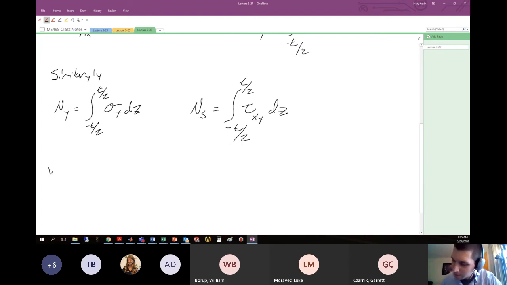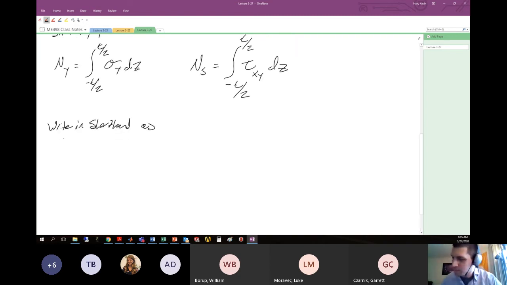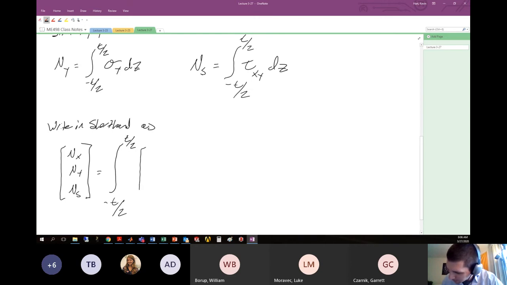All right, we could write that in shorthand, in sort of matrix form. And that is Nx, Ny, Ns equal to the integral for all these guys from negative t on 2 to t on 2 of the various associated stresses. Here this will be sigma x, sigma y, tau xy, all integrated over the thickness of the laminate, dz. So this is writing the force as a function of the stress.